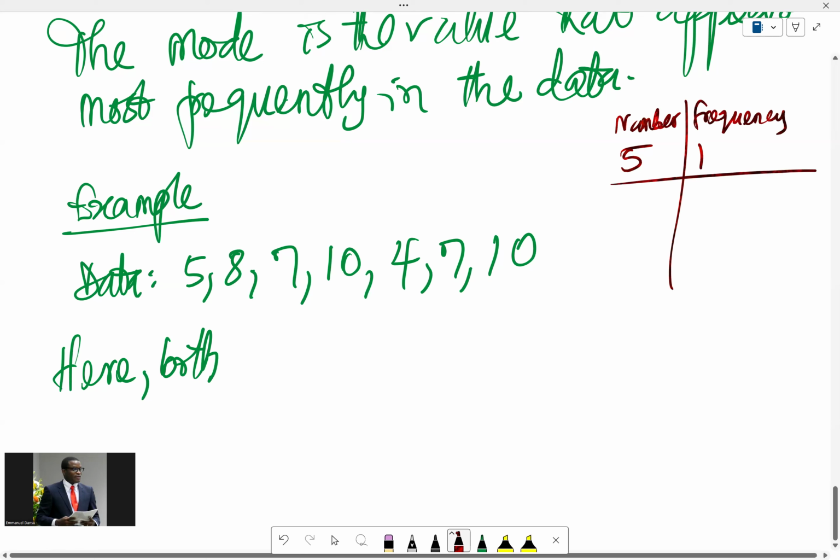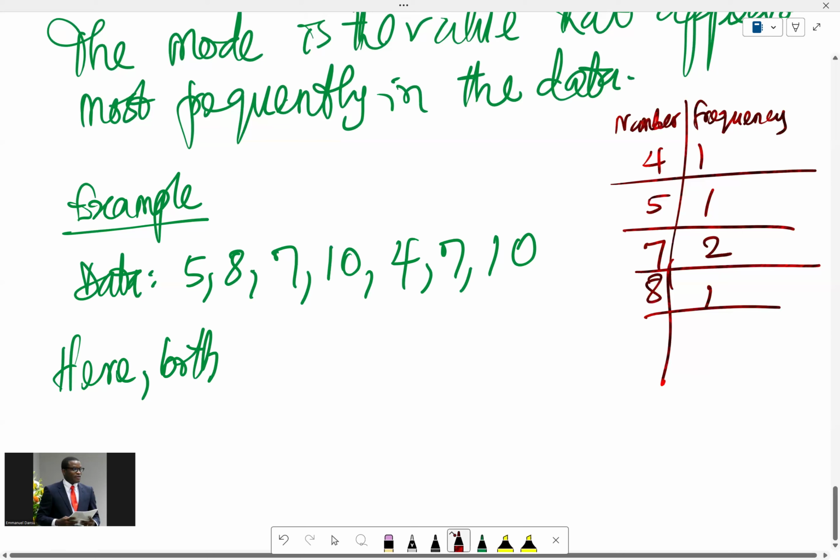Let's start with the smallest. So the smallest number is 4. It appears 1 time. Then 5 appears 1 time also. Then after that, you have 7, which appears 2 times. And after 7, you have 8, which appears 1 time. And lastly, you have 10, which appears 2 times. So you have 7 values in total.